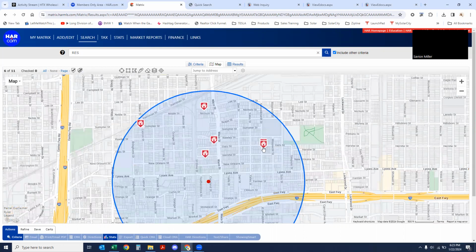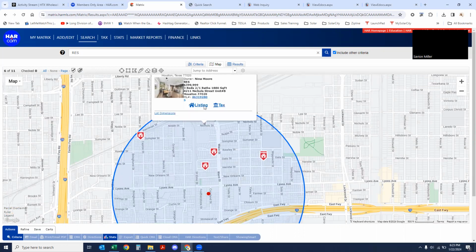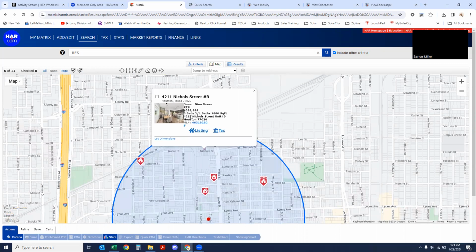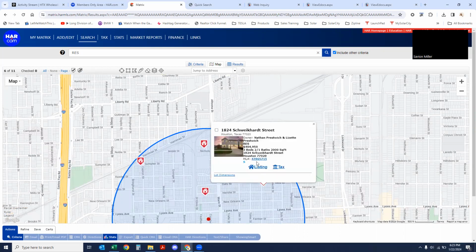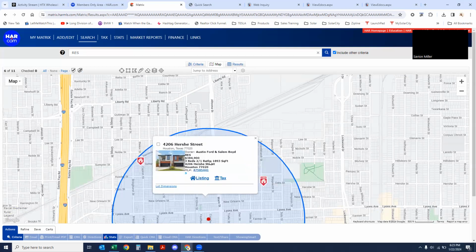So I chose these two, 404,950, 399,900, 384,900, and then I went with the 399. The reason I didn't use this one is because this is a three bed three, as opposed to these, which are all three bed, 2.5. So when you see three bed, 2.5, 1880; three bed, 2.5, 2,000 square feet; three bed, 2.5, 2,000 square feet; then three bed, 2.5, 1893. So that's the reason why.